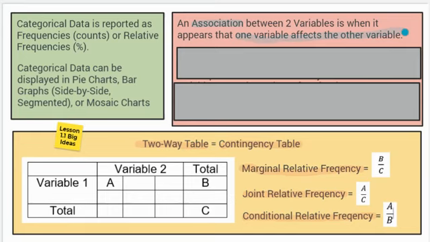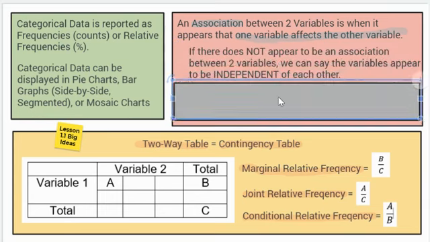Now let's expand on that just a little bit more. If there does not appear to be an association between the two variables, we can say that the variables appear to be independent. So the big idea there is that if two variables are independent of each other, they do not have an association. If there is an association, we say they are not independent of each other.